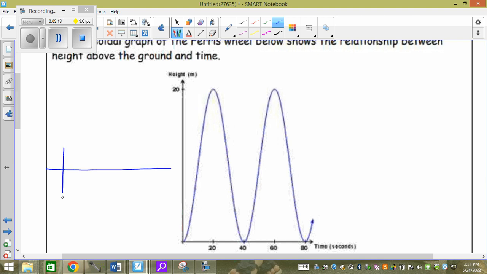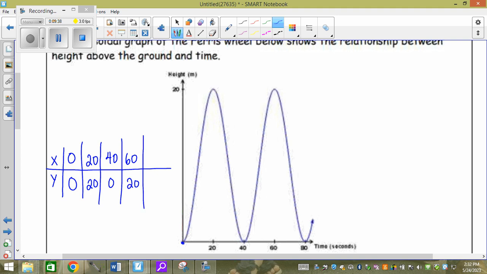So if I wanted to get an equation, my x value, this one would be 0, 0. Then this one would be 20, 20. Then this one would be 40 and 0. Then this one would be 60 and 20. Then I would get to 80 and 0. And as long as I have 5, I can run a regression. Everyone's typing that in, list 1, list 2. Let's try it out.